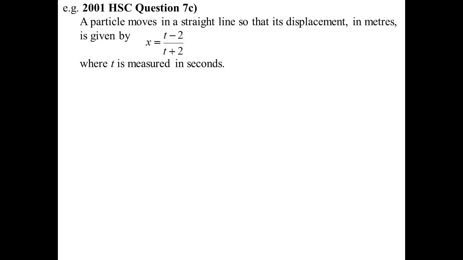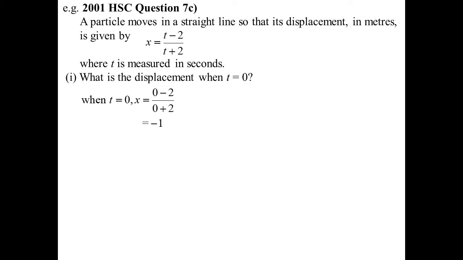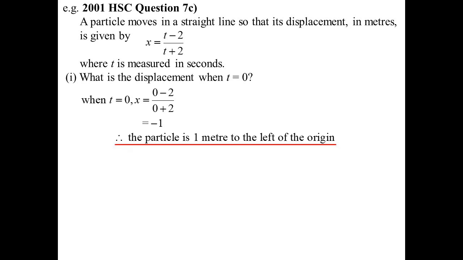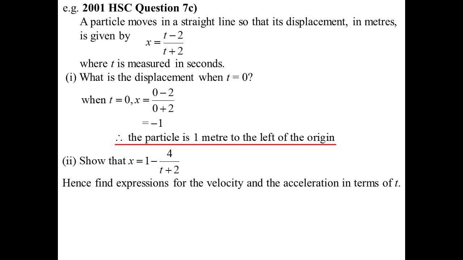So 2001. A particle is moving such that x equals (t minus 2) on (t plus 2), and t is measured in seconds. What's the displacement when t is equal to 0? Well, that's just a substitution question. So it's -1. So it's 1 metre to the left of the origin, or x equals -1, however you want to write that answer.